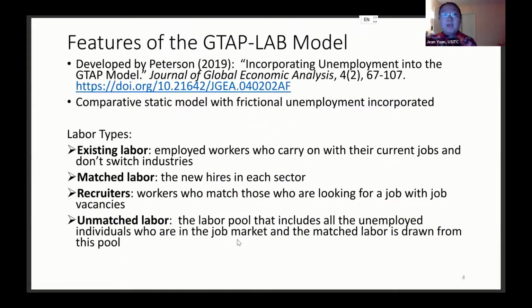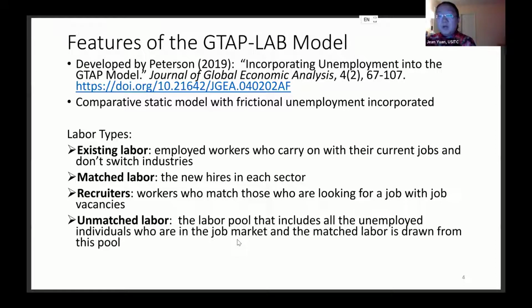The GTAP labor model, as I said, was developed by Evan Peterson back in 2019, and the paper was published in the JGEA. It was a comparative static model with frictional unemployment incorporated. There were 4 different types of labor in this model. First is the existing labor, that is the employed workers who will carry on with their current positions and don't switch industries. The existing labor is sector specific in the model.